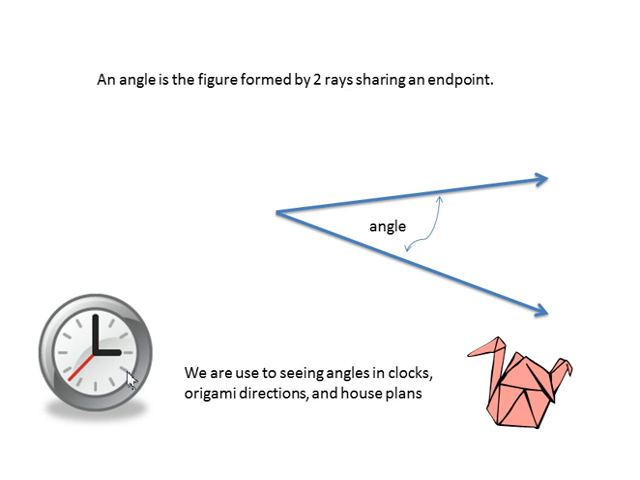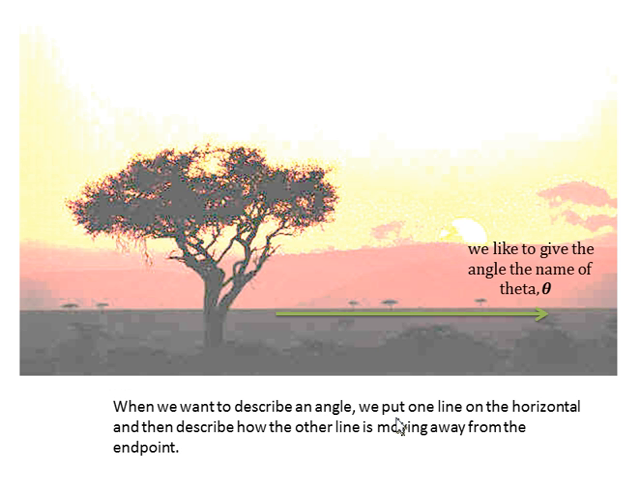We can see angles with clocks, that's how we tell time. Origami figures. I was trying to help my Cub Scouts make paper airplanes today. Lots of angles there. You can look at house plans, you can look at roof, you can look at corner. I mean, we have angles everywhere.